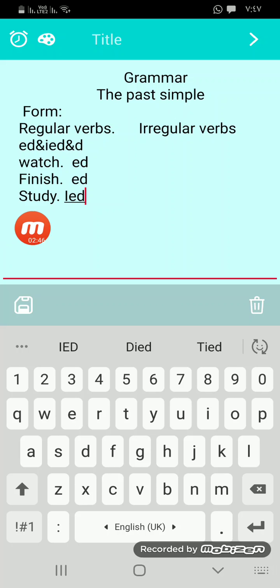So look here at the verb. The verb ends with Y and before it a vowel or a consonant? Yeah, D is a consonant, not a vowel. So change Y into ied.